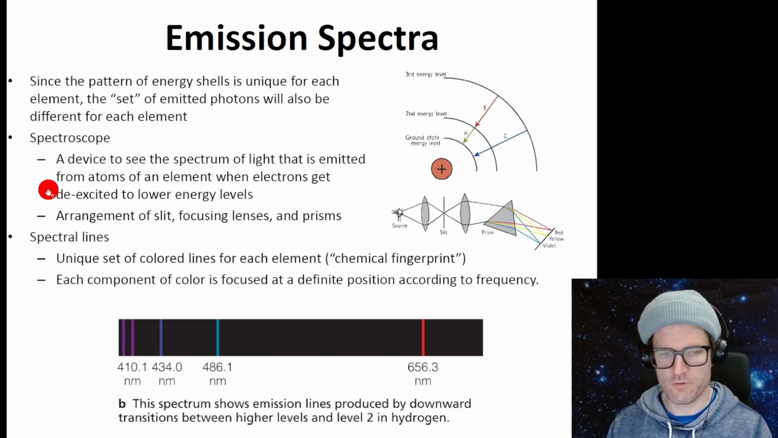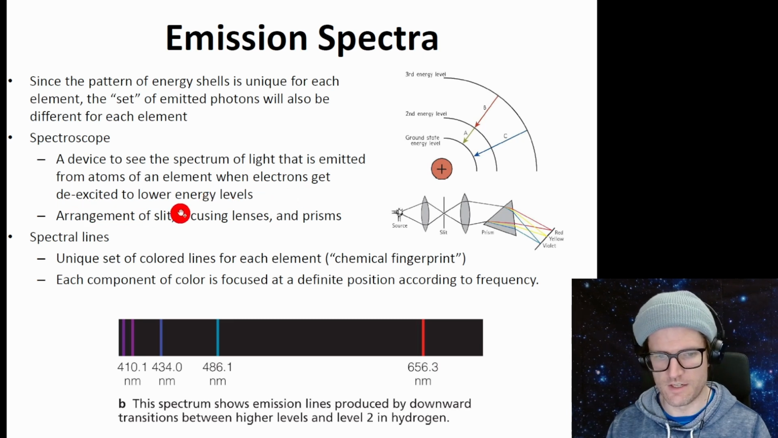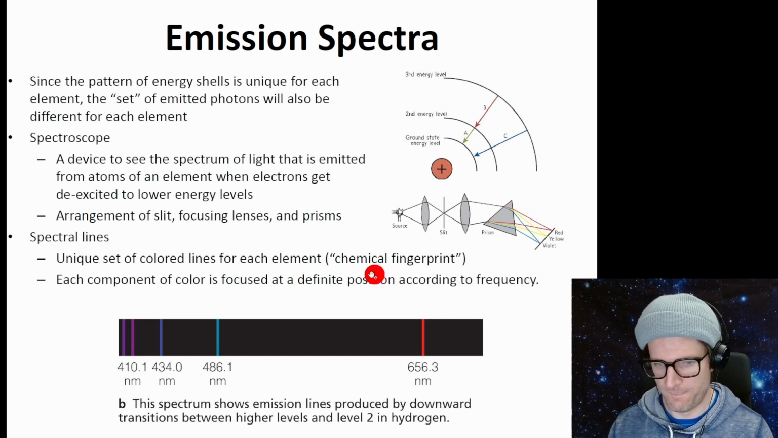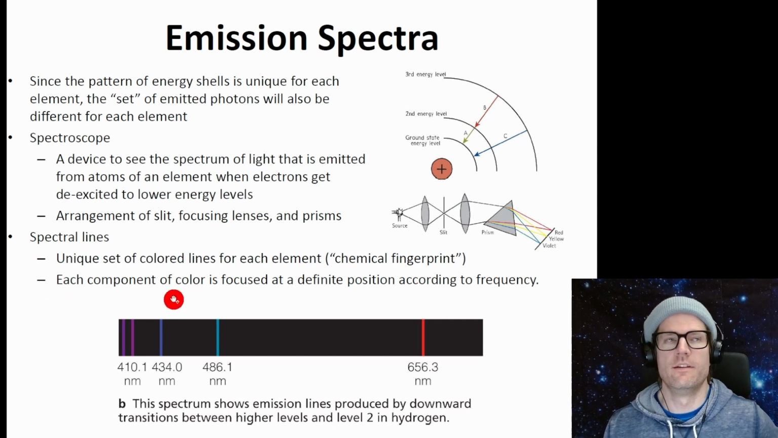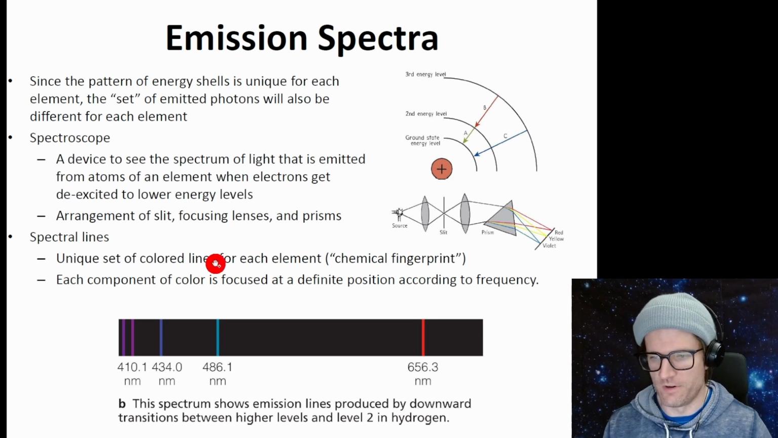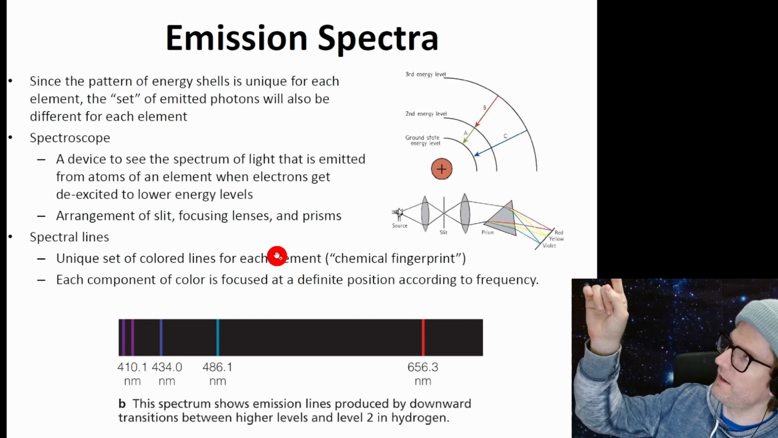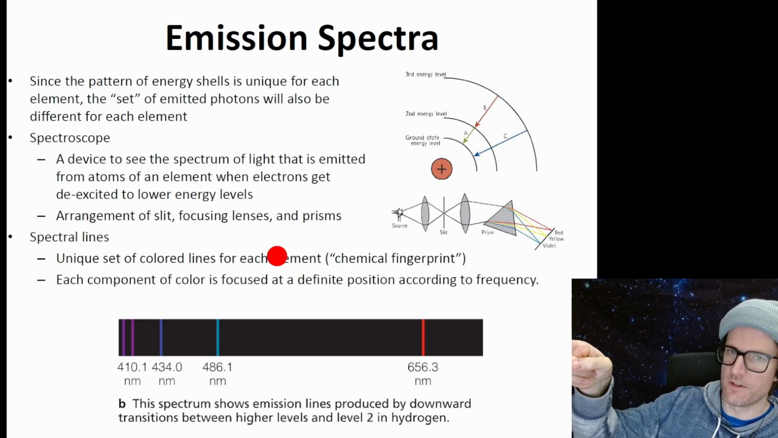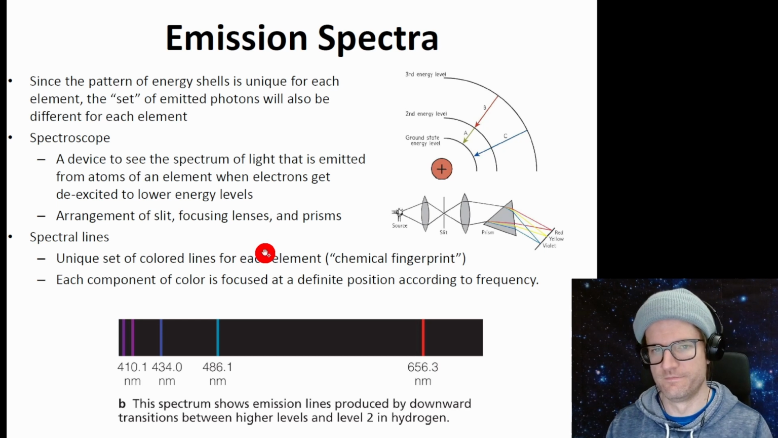A spectroscope is a device to see the spectrum of light that is emitted from the atoms of an element when the electrons get de-excited to lower energy levels. So that's what we would see through a spectroscope here. And these lines here are called spectral lines, and it's a chemical fingerprint for each atom, or in this case, element, which is made up of atoms. I guess atoms are the thing, element is the position on the periodic table. So we can look at something in the sky or somewhere else, look at its emission spectra and say, oh, we know what that substance is.